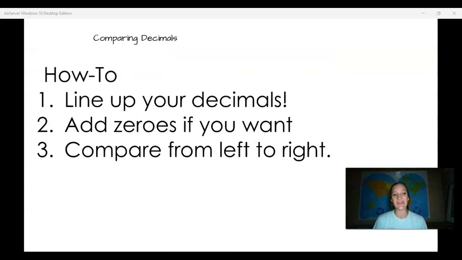So how do we compare decimals? The very most important thing is to line those decimals up, then look from left to right, and you can see where there are differences in place values.